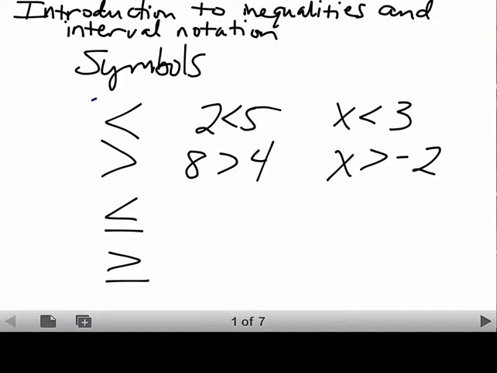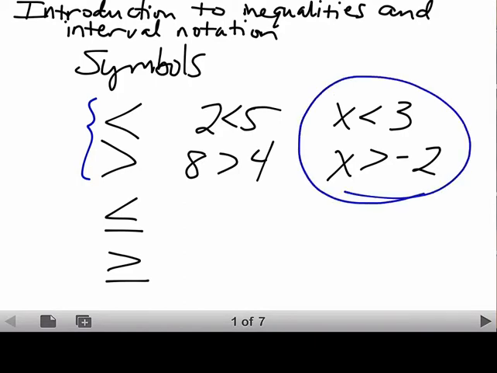Less than and greater than are referred to as strict inequalities because when we represent them using variables, we do not include the number that we're indicating. Less than or equal to and greater than or equal to are called non-strict inequalities. And the symbols that we use to represent less than and greater than are going to be parentheses, and the symbol that we're going to use to represent less than or equal to and greater than or equal to are going to be square brackets.